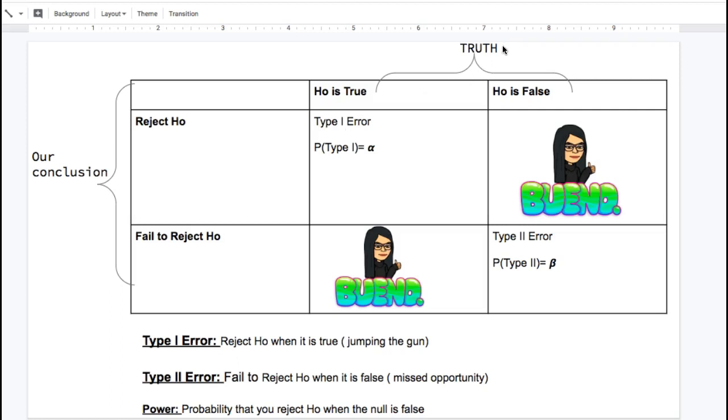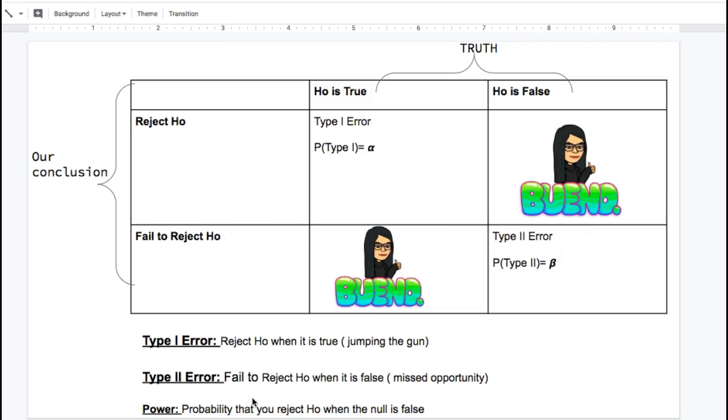If we assume we know the null is true, and we fail to reject the null, that's good. That's not a mistake. If the null is false and we reject the null, that's also good. That's not a mistake. If we know the null is false, the null is actually false in reality, and we run our test and we fail to reject the null, then that is called a type 2 error.